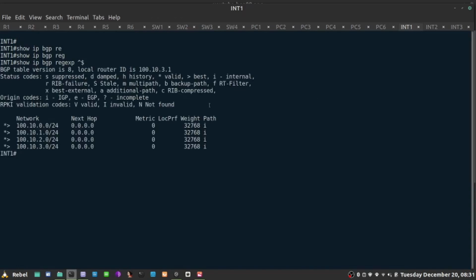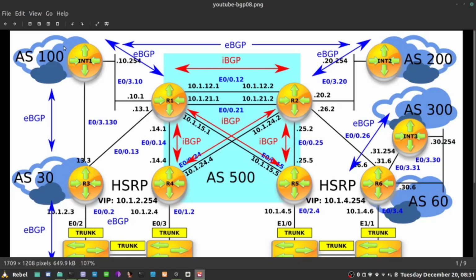That's exactly what is happening here. The routes we originate inside our AS have no AS path in them. It's empty there, and that's what this regular expression can do for us. So these are the four prefixes I originate in Autonomous System 100. They are being advertised over eBGP towards R1 and towards Internet 2.